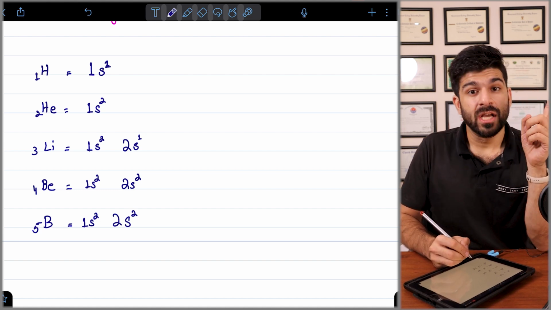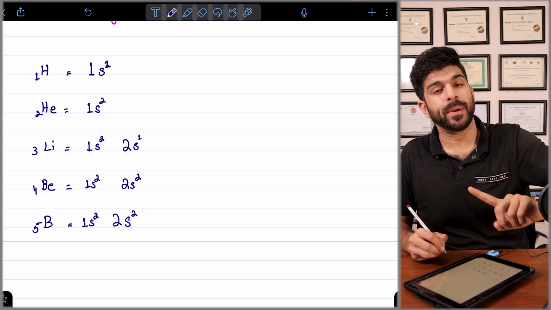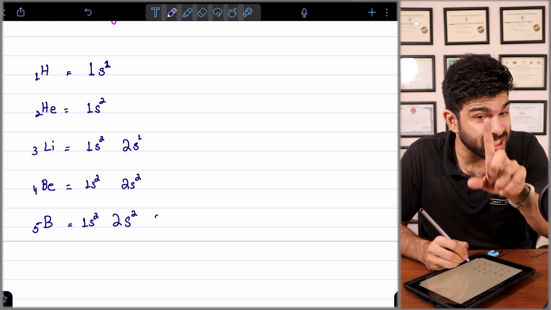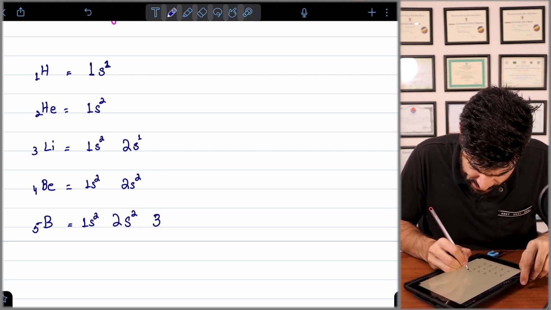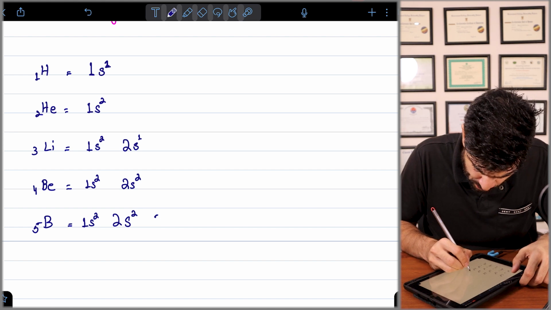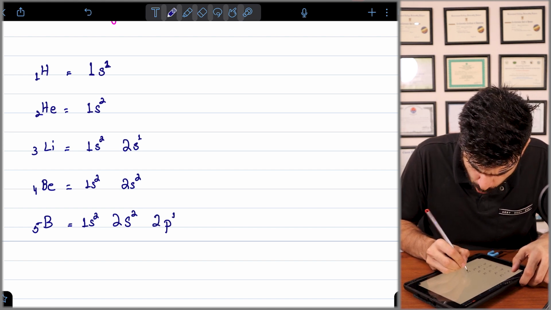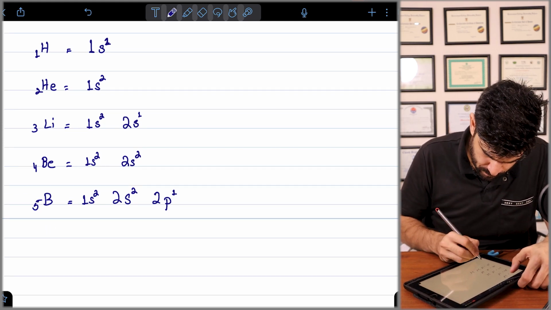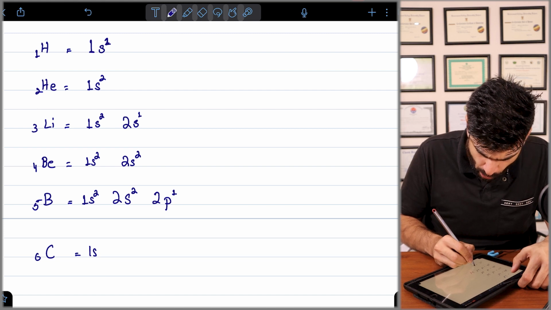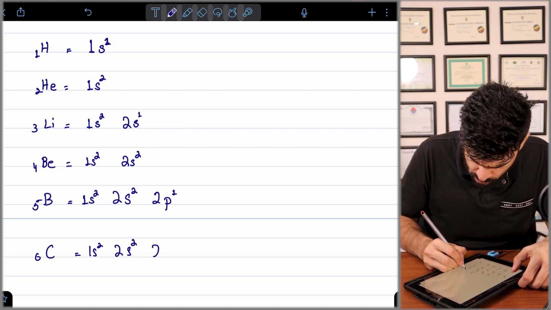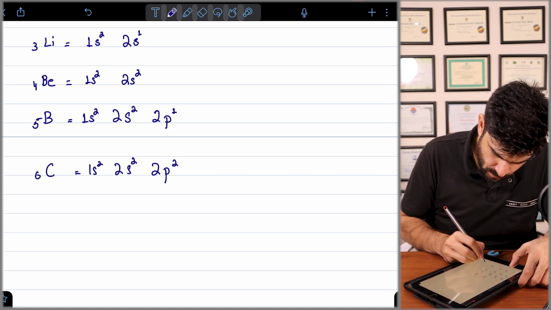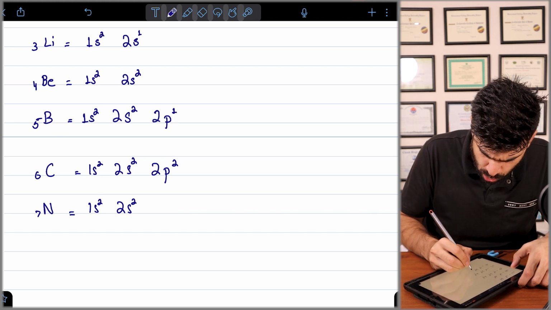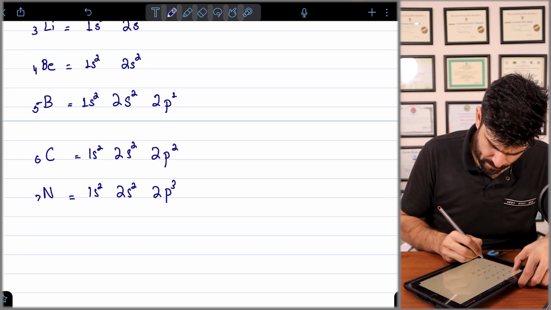But now 1 electron is left. Now we will jump to the second shell's next subshell, 2p1. Carbon, 1s2, 2s2, 2p2. Nitrogen, 1s2, 2s2, 2p3.